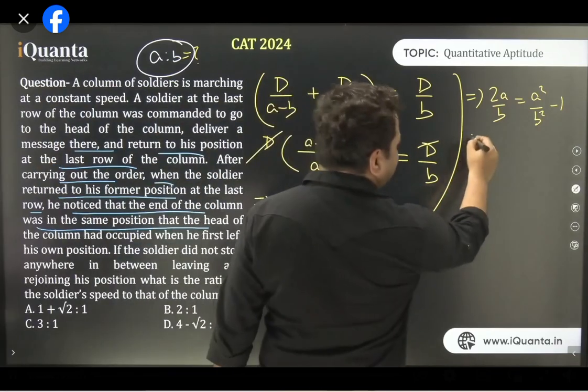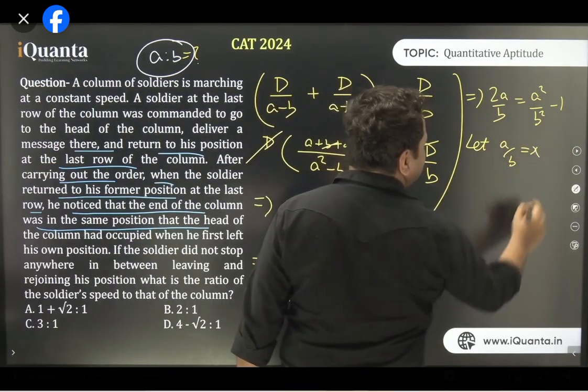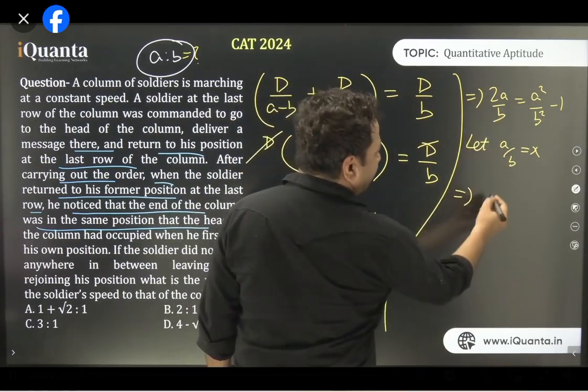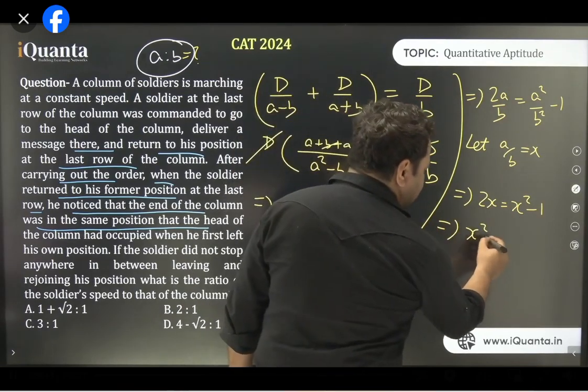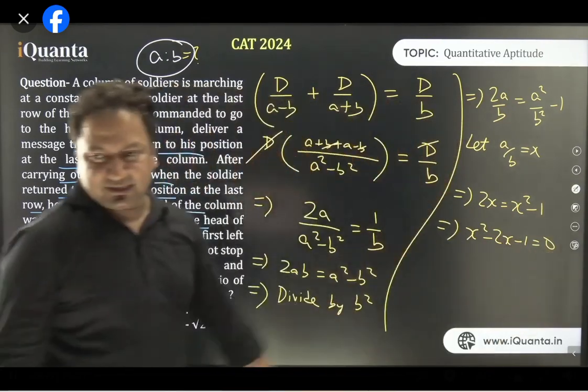Cool. Now I'm saying let A by B be X, which means I have 2X is equal to X square minus 1. Let us rearrange it. X square minus 2X minus 1 equal to 0. Now find the roots of X.